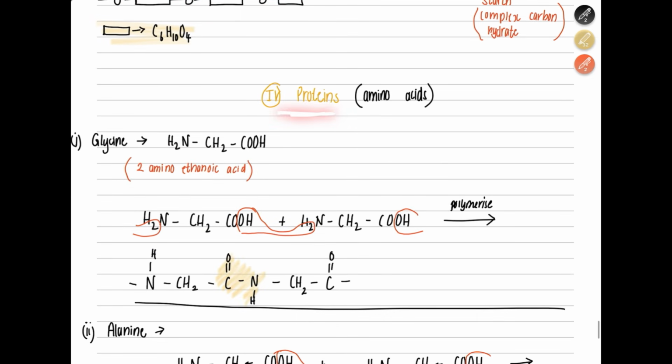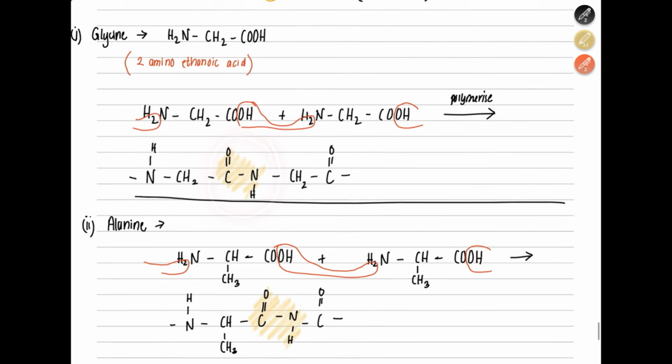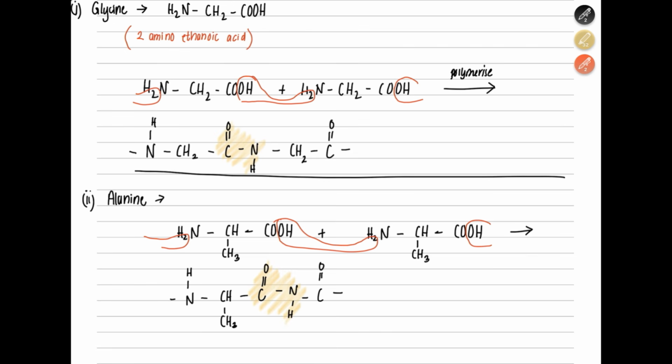Now remember, proteins are made up of many monomers of amino acid. This is one example, glycine, which is 2-aminoethanoic acid. These are just examples. You don't have to memorize glycine. So this is one monomer, this is another monomer. Condensation polymerization occurs. Then you get the amide linkage, CONH. You have alanine again. Just remove a water molecule and you're getting your polymer.